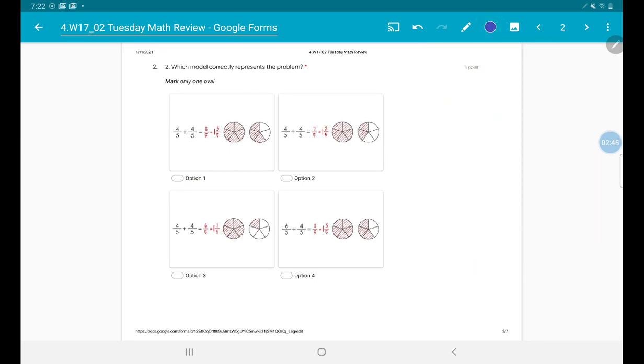So let's count and see how many pieces are shaded. 1, 2, 3, 4, 5, 6, 7, 8 pieces shaded. In one whole, there are 5 pieces, so that is correct. And I will need to look and see if my mixed number is correct. I can see I have 1 whole shaded, so that 1 is correct. And on the second one, I have 1, 2, 3 of the 5 pieces shaded. So option 1 is the correct answer.